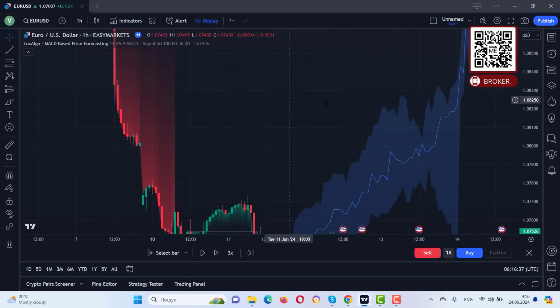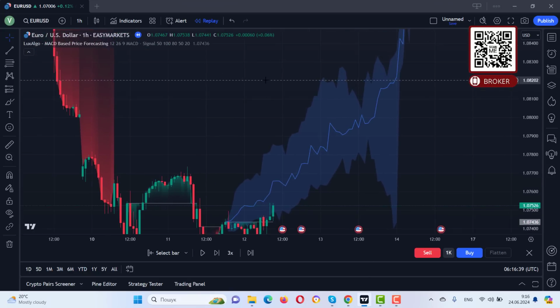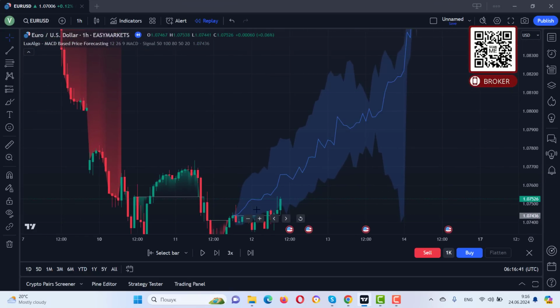Let's take a look. Here we have this indicator, and you can clearly observe it. The future is clearly shown. In which direction will we proceed? This is precisely where we are. We anticipate an increase.